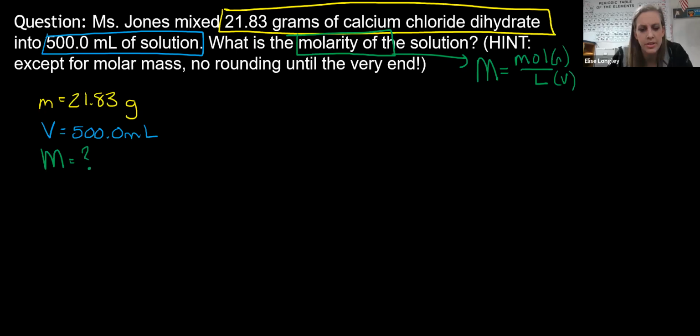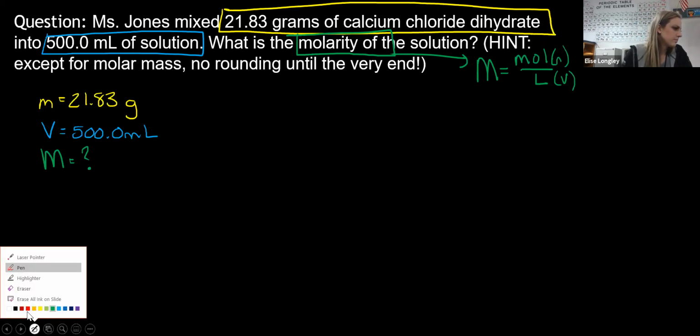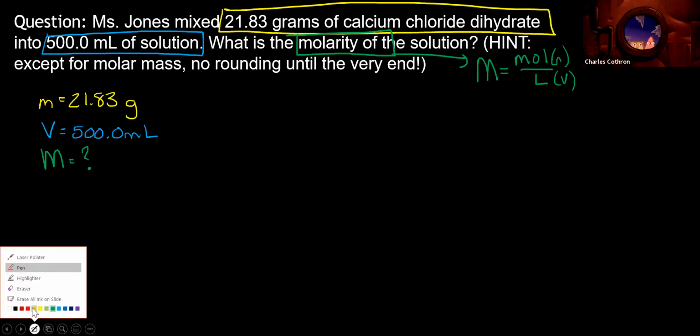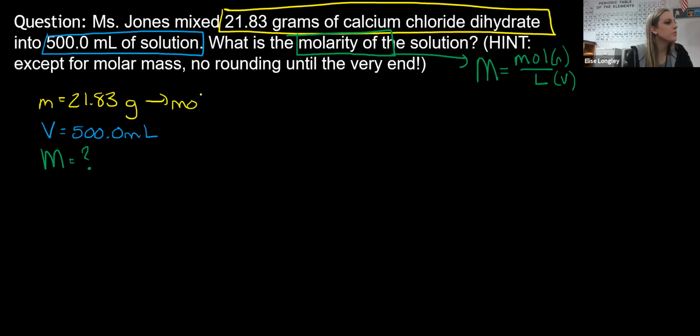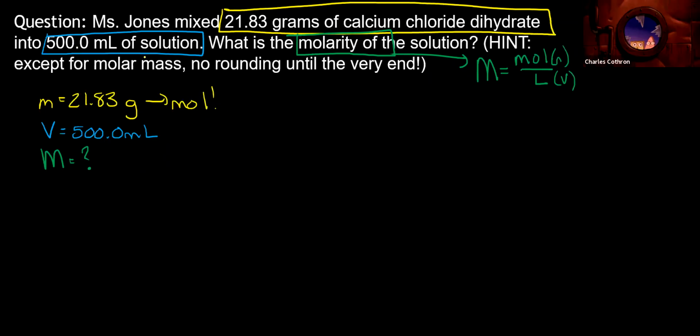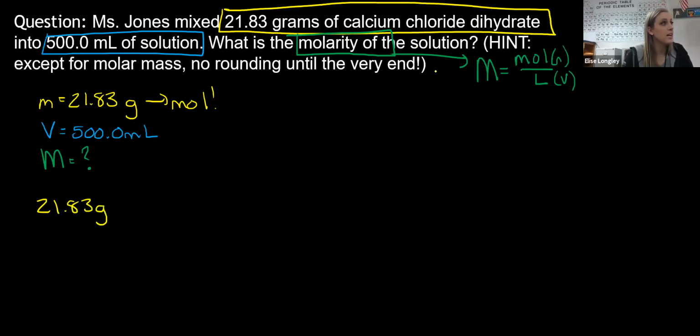All right. Those look like good numbers. Charles, you're up. What do I do now? Would you have to convert the grams of calcium chloride to moles? Yes, we need to go from grams to moles. How did you know? Because the molarity equation is moles of solute over liter of solution. Yeah, so we have the 21.83 grams of calcium chloride dihydrate.